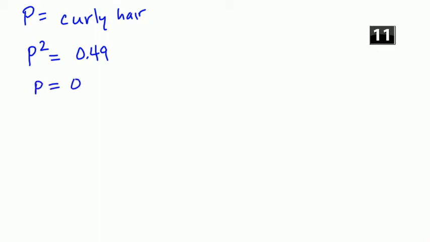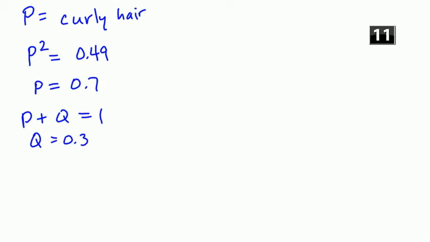The next question is the same kind of thing, just a little more involved. If 49% of a particular population is homozygous for a curly hair gene that's dominant to a straight hair gene, what percentage of the population has curly hair? So let's let P be our dominant curly hair gene. If 49% of the population is homozygous for curly hair, that means that P squared equals 49%, or 0.49. And if you're given the value for P squared, you can figure out what P is. So if P squared is 0.49, then you know that P is equal to 0.7. Then if P plus Q equals 1, that means that Q is 0.3.